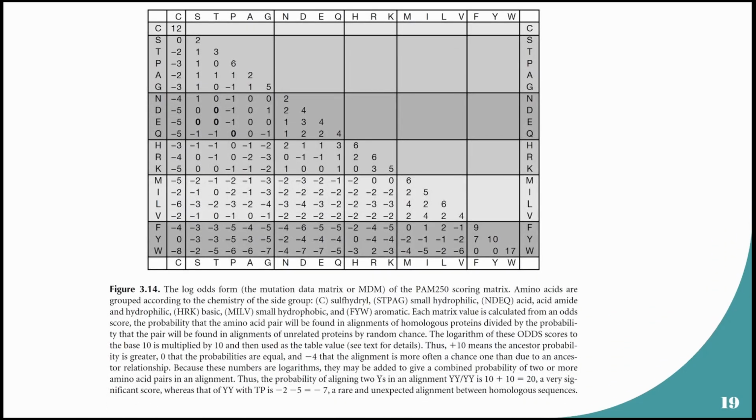And in this particular case, this is the log odds matrix of the PAM 250 scoring system. Okay. Now here in this box or diagram, you will see that the amino acids are grouped by the chemistry of their side chains. For example, you have the sulfhydryl, and then you have the small hydrophilic as well. Cysteine is the sulfhydryl, the S; serine, threonine, proline, alanine, and glycine are small hydrophilic. Then NDQ, then acid amides, basic, small hydrophobic, aromatics, and so on and so forth, right?